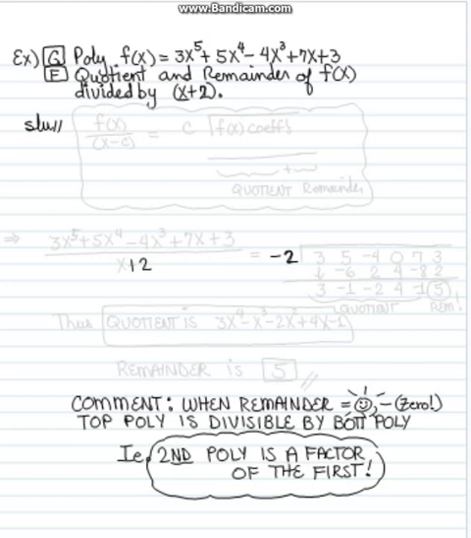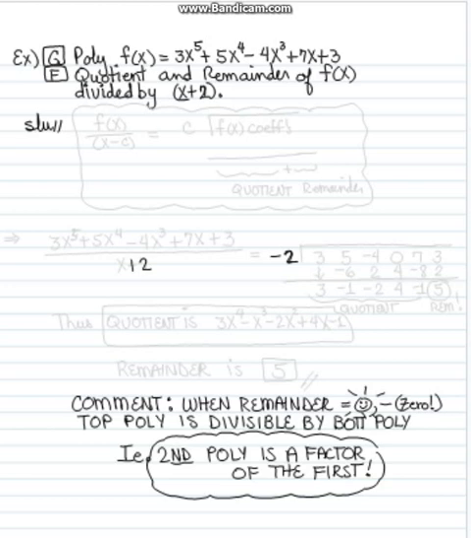Given the polynomial f(x) = 3x^5 + 5x^4 - 4x^3 + 7x + 3, find the quotient and the remainder of f(x) divided by (x + 2).